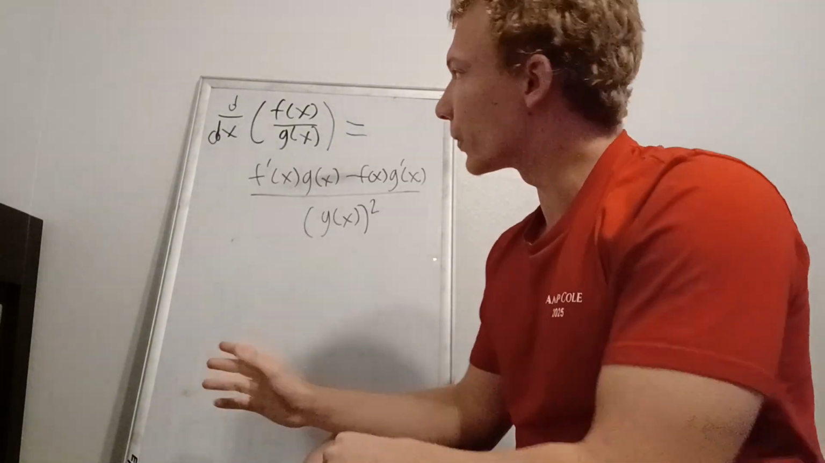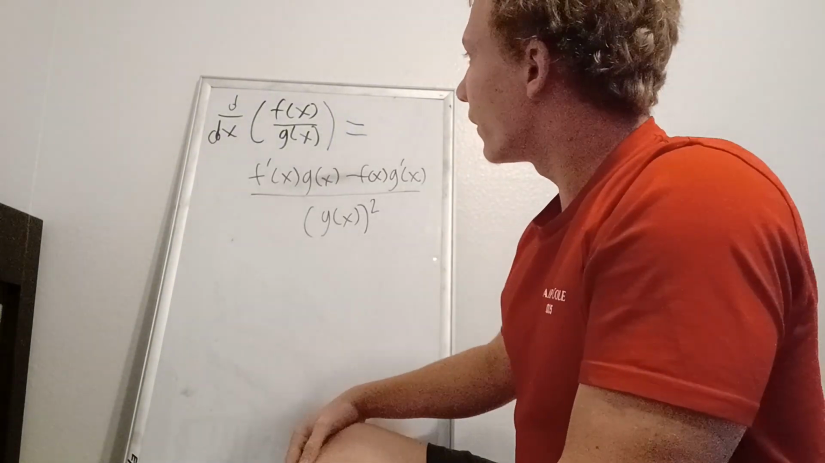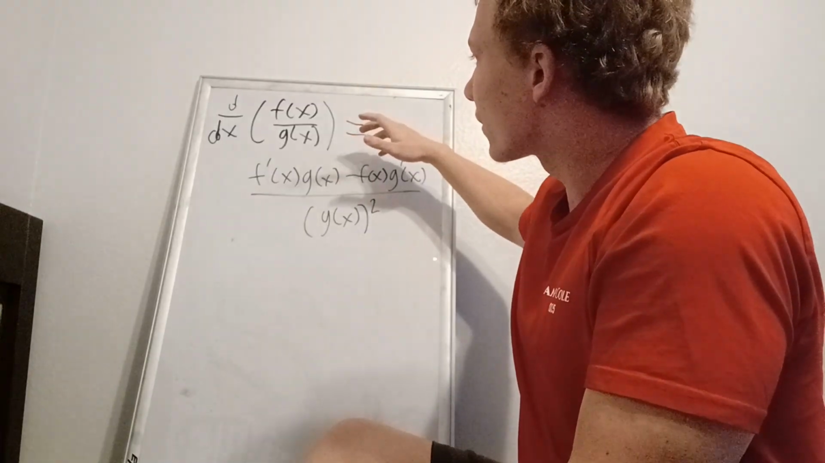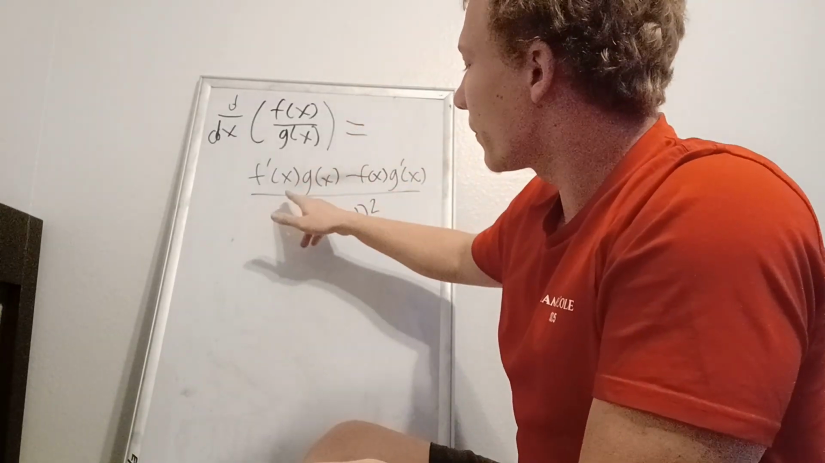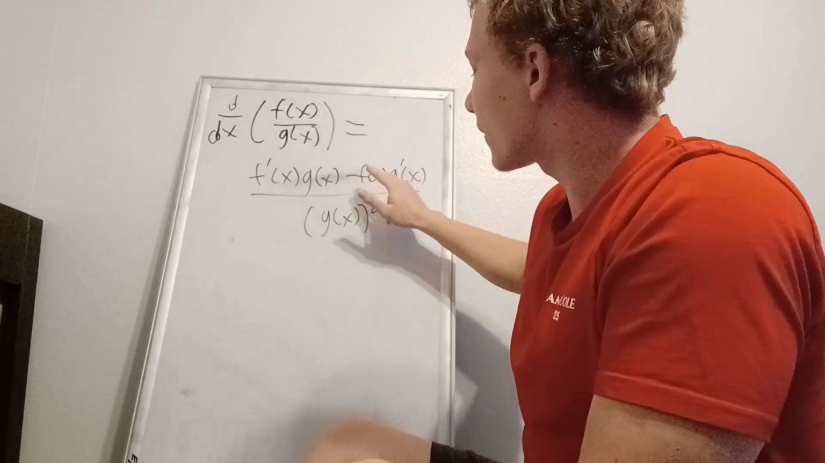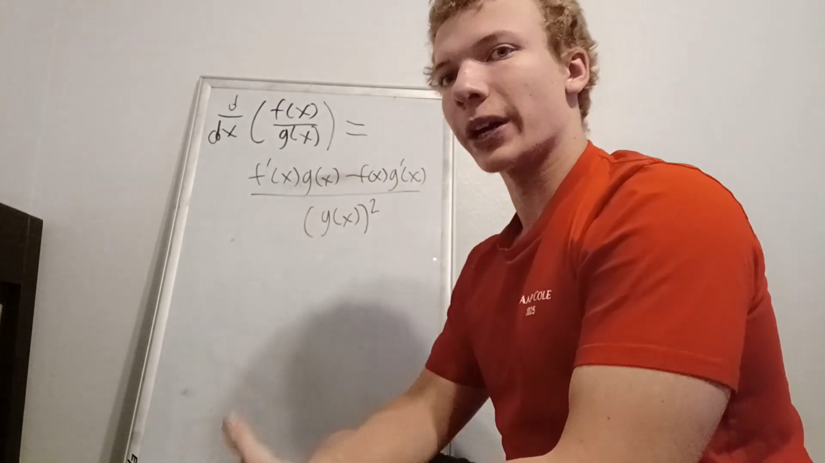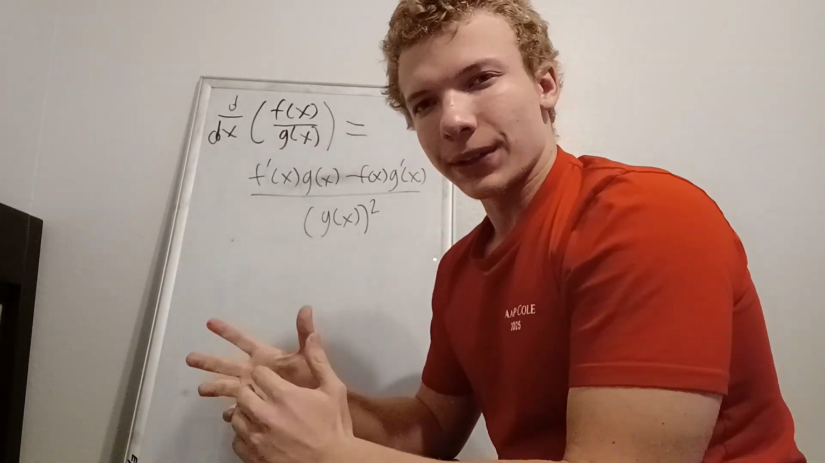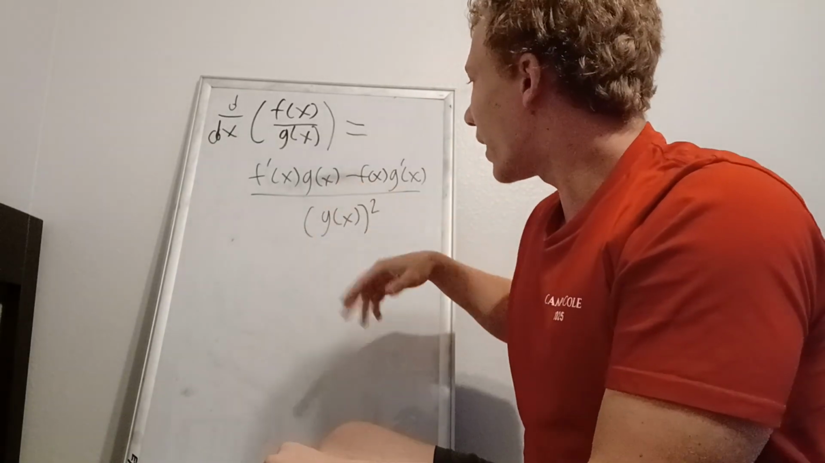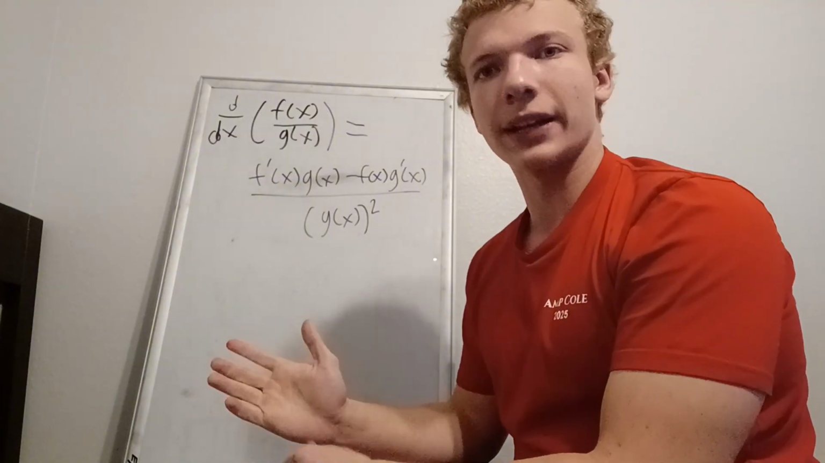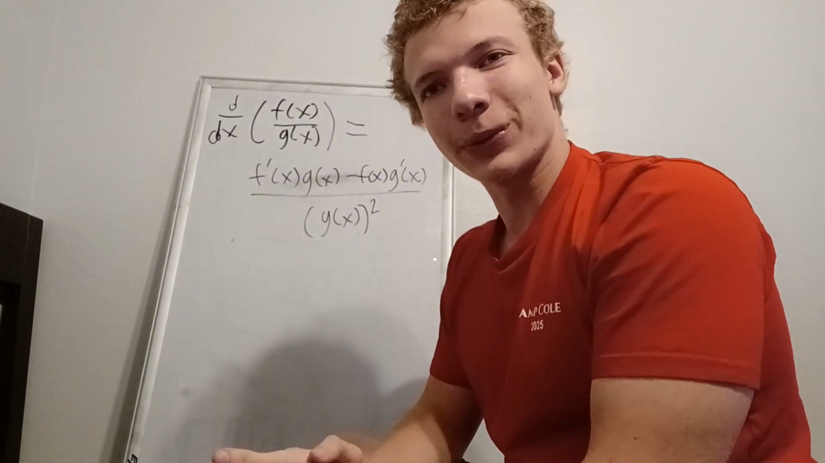Now, the quotient rule looks like this. The derivative of f of x over g of x is equal to f prime of x times g of x minus f of x times g prime of x all over g of x squared. Now, why is it this order of minus? Why is the denominator squared? Where the heck is this all coming from? And that's what we're going to be talking about.